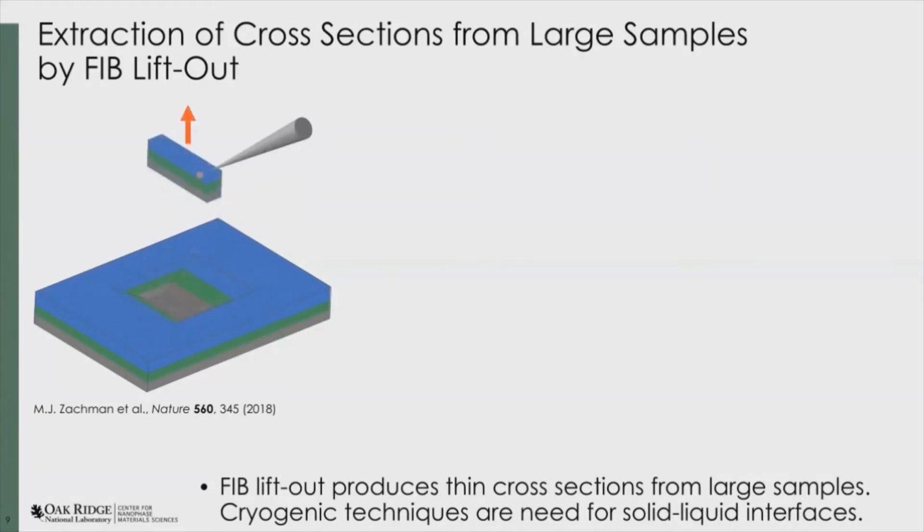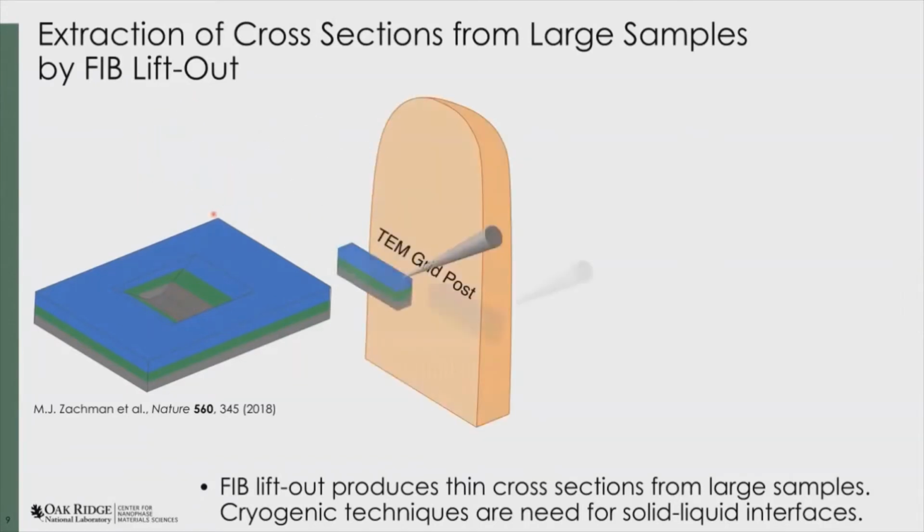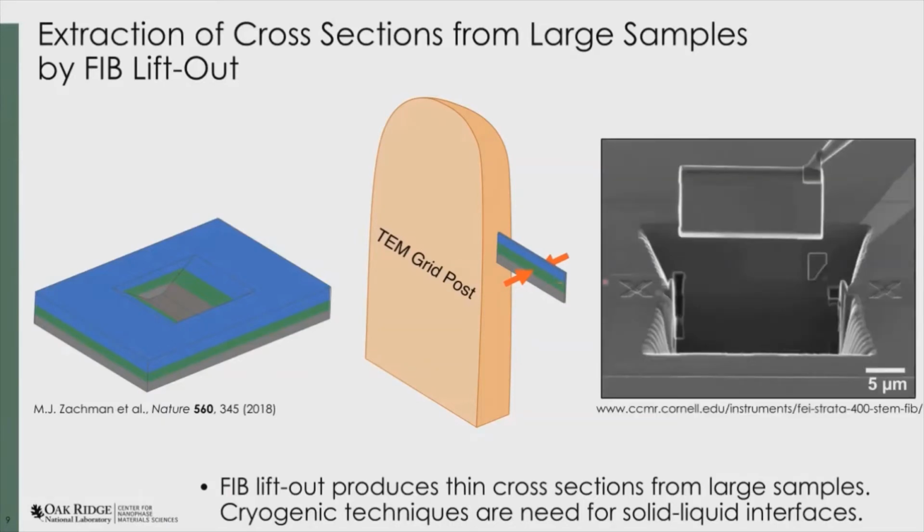We use a needle to extract it from the sample. We cut it free, take this over and attach it to a TEM or atom probe post. And then we remove the needle and thin this down to electron transparency in the case of electron microscope samples, or about 100 nanometers across, I believe, for atom probe samples. And this is a very common technique with room temperature materials. It's done all the time.